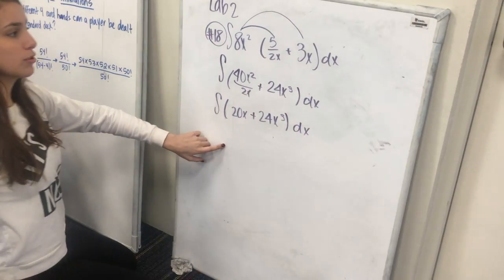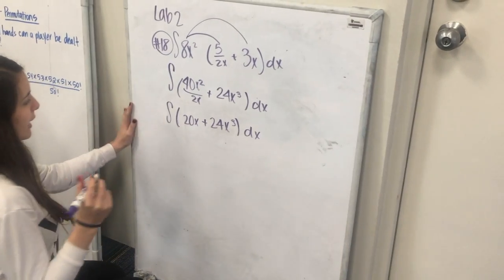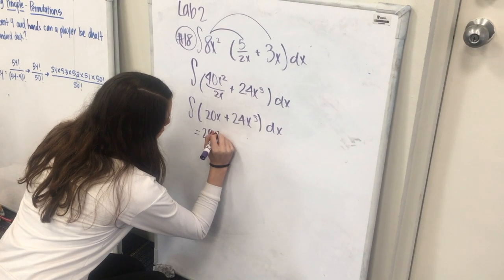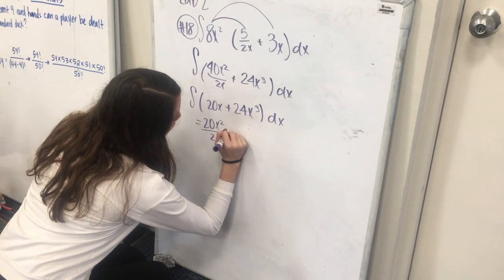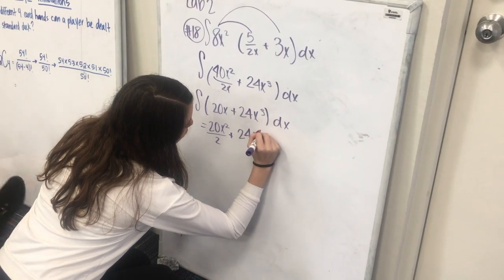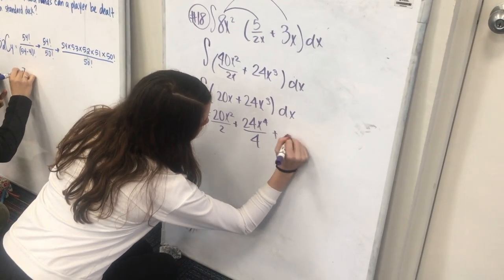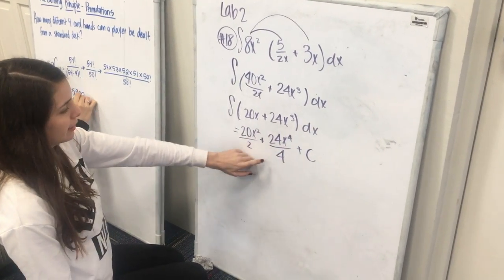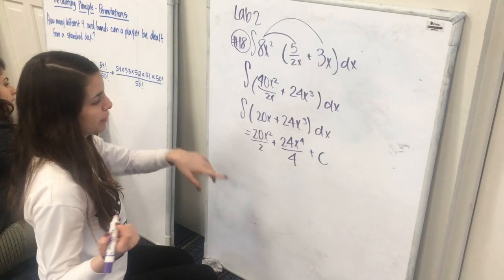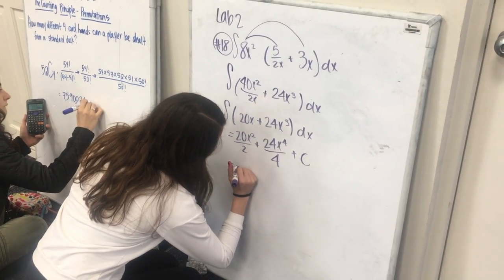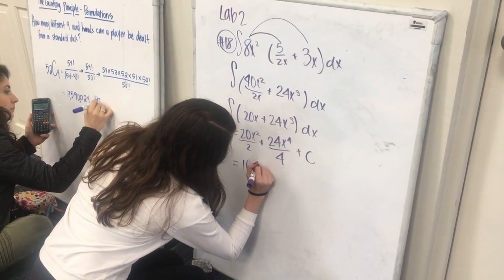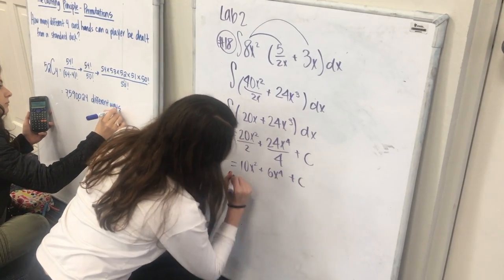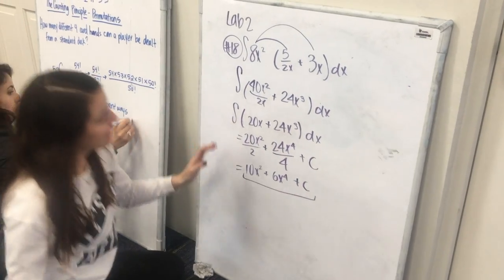And now we're going to start to solve the problem by antiderivating. So first, it's going to be 20x squared over 2 plus 24x to the fourth over 4 plus C. Why are we adding one more to the exponent of each of them and dividing and adding a C? It's because of the formula. And finally, the answer is going to be 10x squared plus 6x to the fourth plus C. And this is the answer.